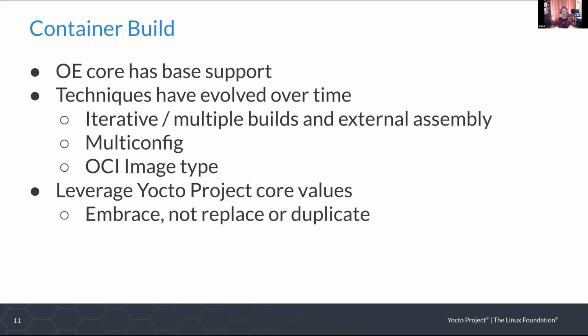And then there's this OCI image type, which constructs an image, though image is a bit of a strong word for it. It's the properly formatted directory structure that you can run with the OCI tools, or that you can use Skopeo, say, to copy directly to a Docker Hub repository, whatever repository you want. It can construct that directly in the deploy directory. So the point of the container build is that it leverages the core values, embraces and uses them. It does not replace, duplicate or replicate things that are done in core.